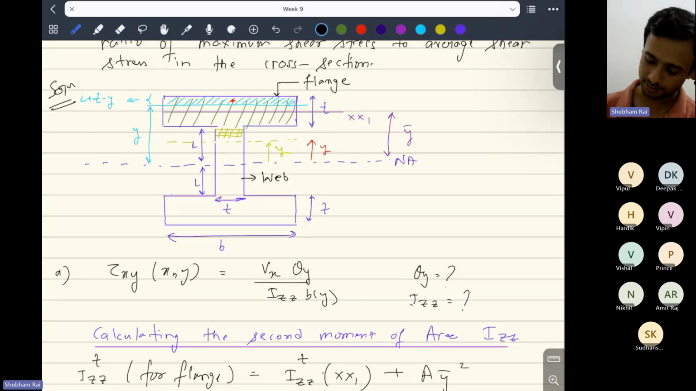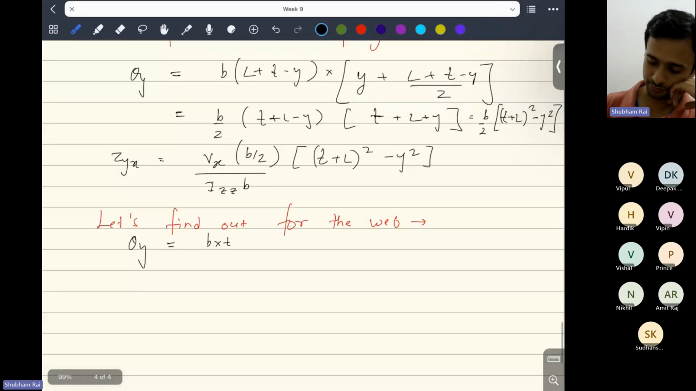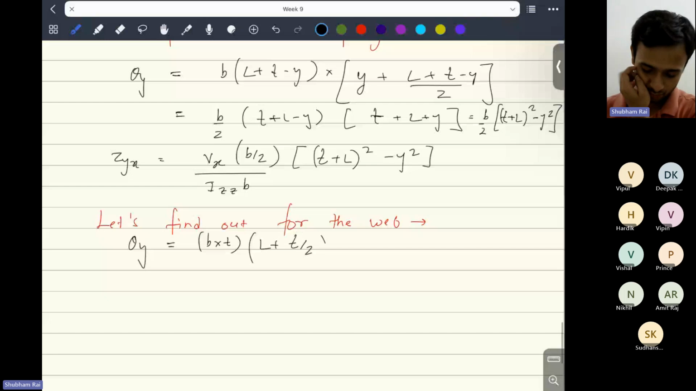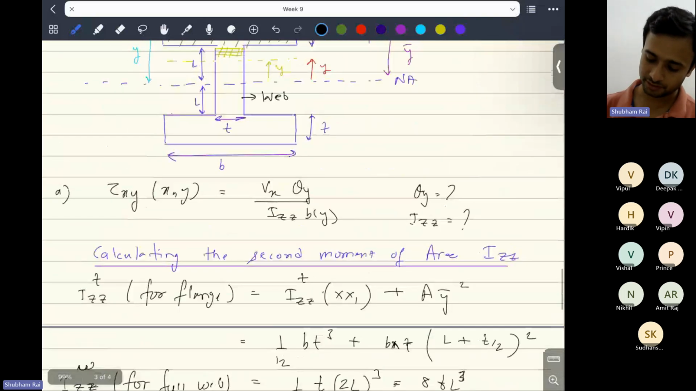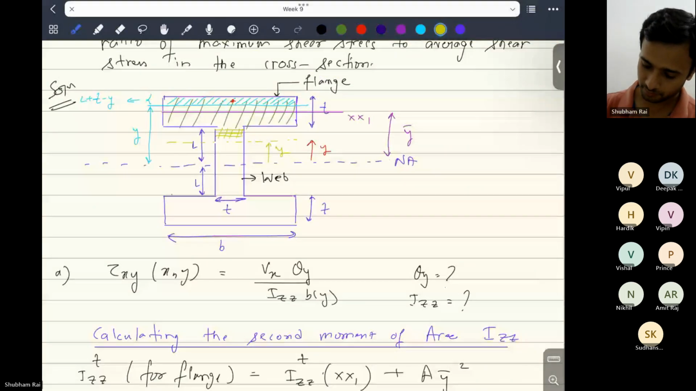So let me write that. This will be B into T times L plus T by 2. Now coming on to the web. For the web, what will be the area of the web? The area of the web will be, this length now is L minus Y, right? L minus Y. So the area of the web will be T into L minus Y. Let me just write that.